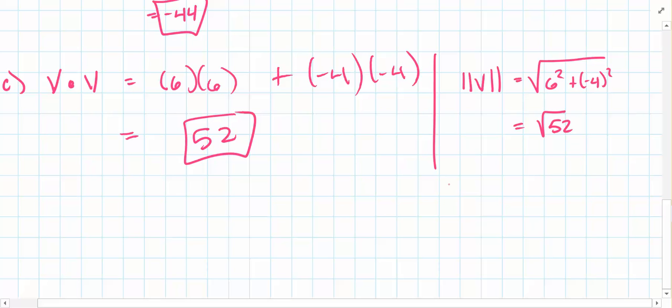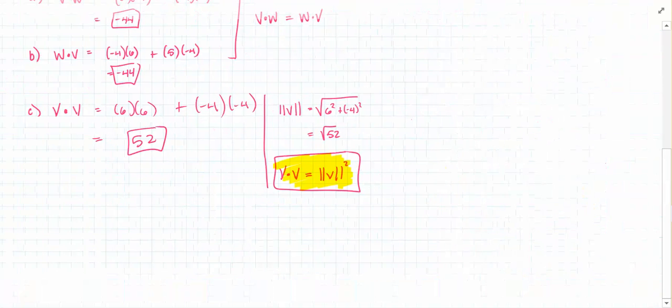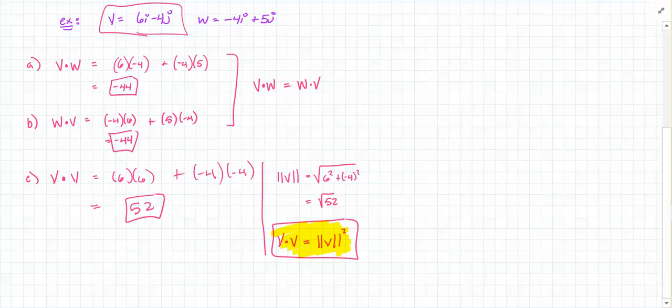Yeah, very good. So here's what we're learning with this. v dot v is the same thing as magnitude squared. That's important, so we'll put a box around that. We'll highlight that one. v dotted with itself is the same thing as magnitude squared. So we've learned a couple of things from this example.